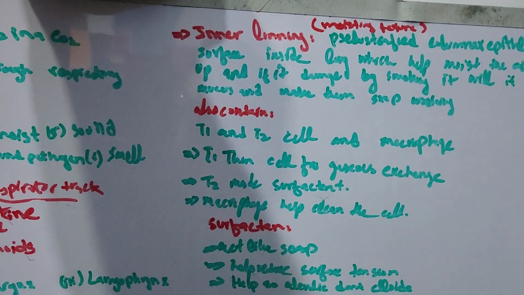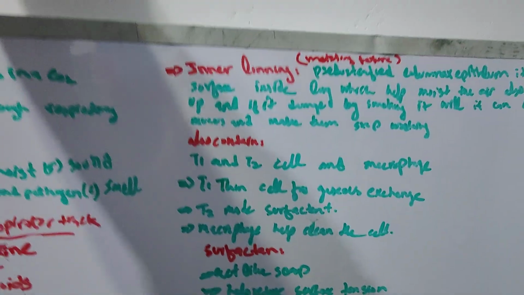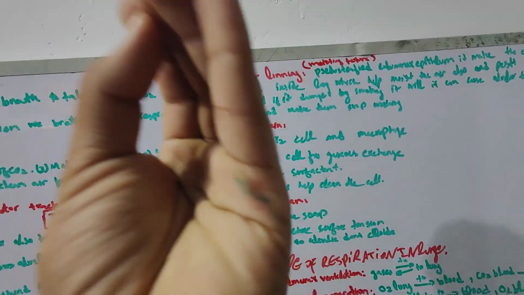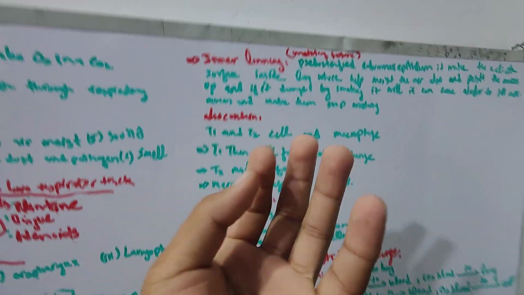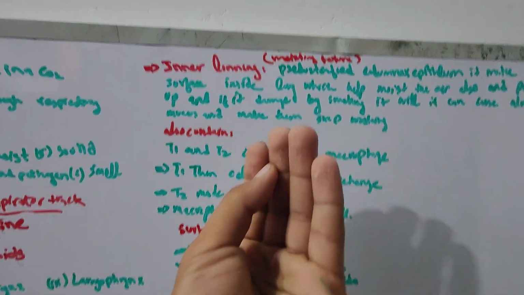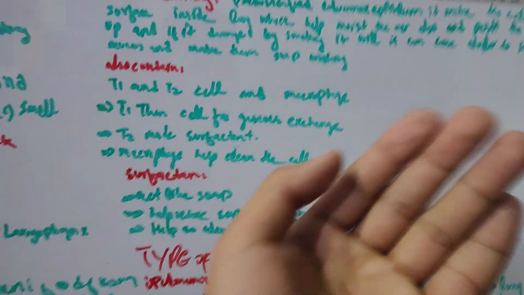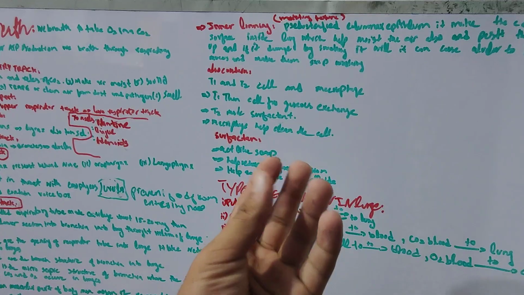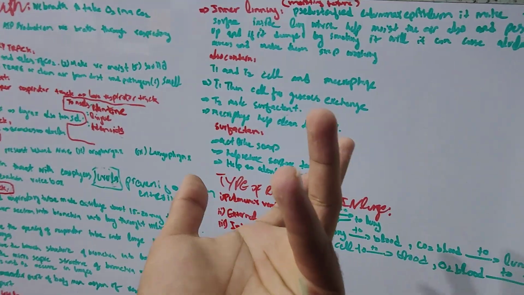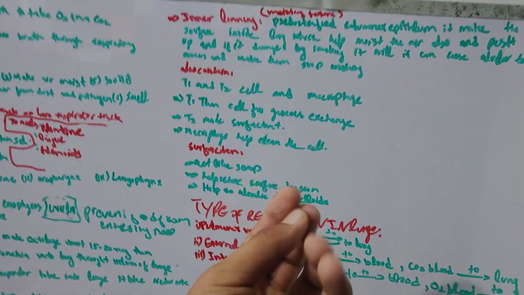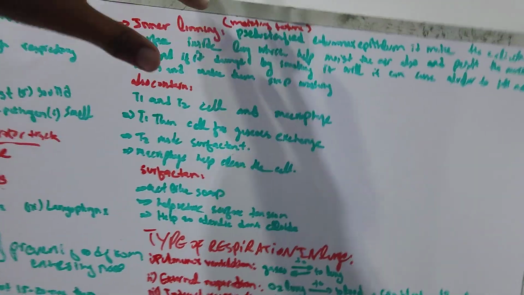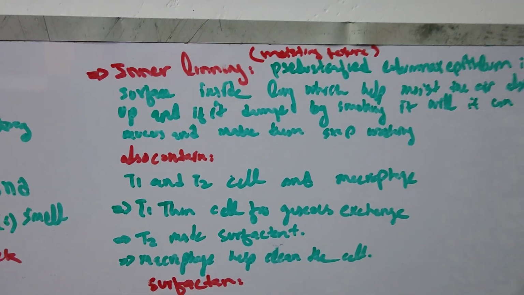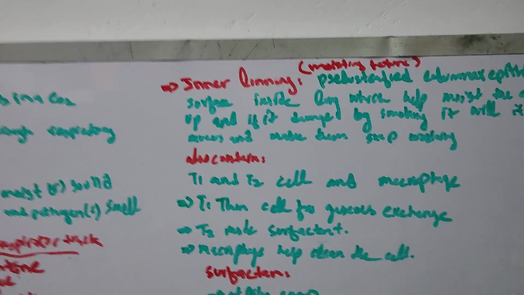After that, we will see the inner lining. What is the first thing in the inner lining? The moisturizing texture. What is the thing which makes our lungs moist? Air is continuously coming and going out, so it's going to be dry. When it's dry, our lungs will have problems in contraction and expansion. So we need continuous moisture. What is going to help in moistening the lungs?